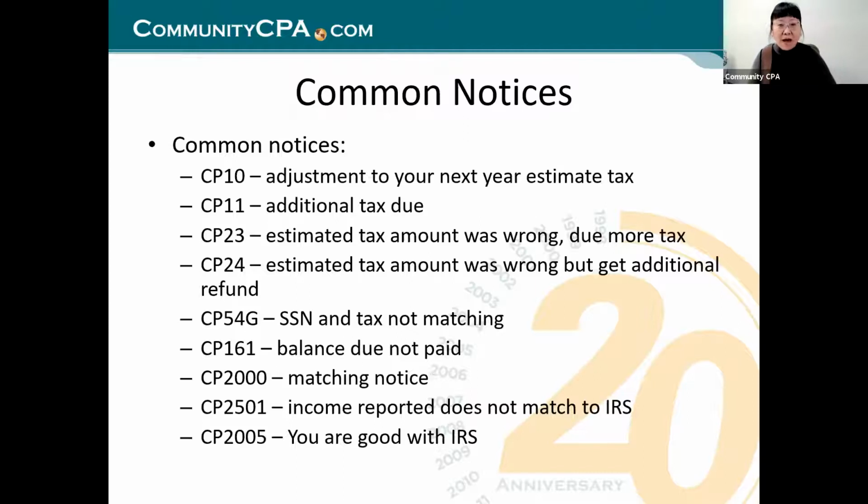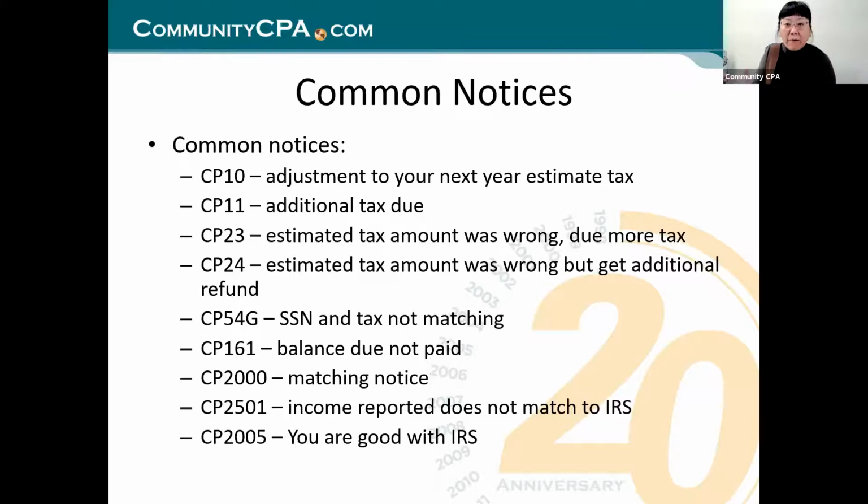And the CP 54G, this is a CP notice that has a letter G, and that typically identifies a non-match between your Social Security number and your name. So basically, whatever happened, the Social Security Administration's database does not agree with what the IRS was trying to process for you. So this is actually a very serious notice. You don't want that to happen.